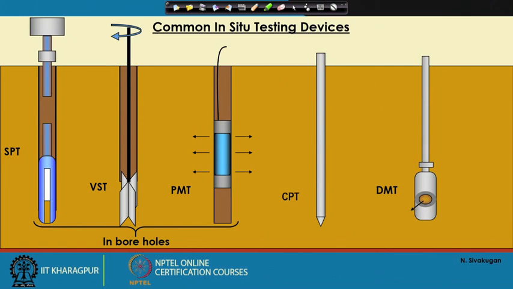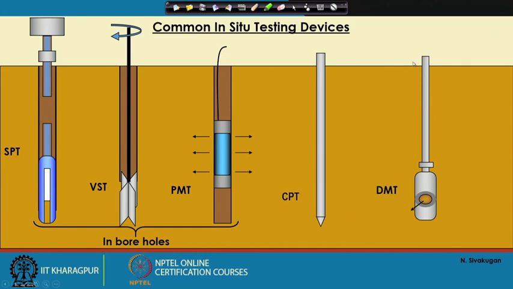Now, let me summarize all the tests that I have discussed. I have discussed the SPT, the vane shear test, the PMT or pressure meter test, and this is the CPT or cone penetration test, and the DMT or dilatometer test. Here we can see that the first 3, SPT, then the vane shear test, and then the pressure meter test, are conducted in boreholes, whereas CPT and DMT are pushed into the soil, and there the borehole is not required.